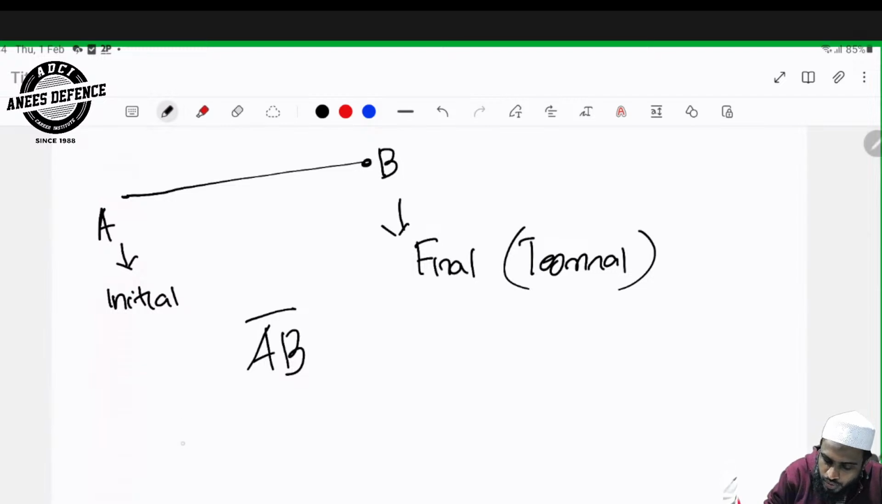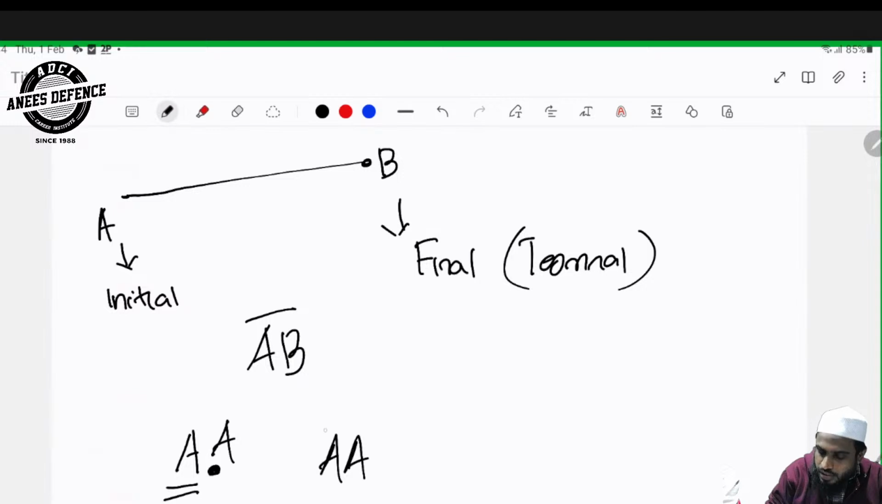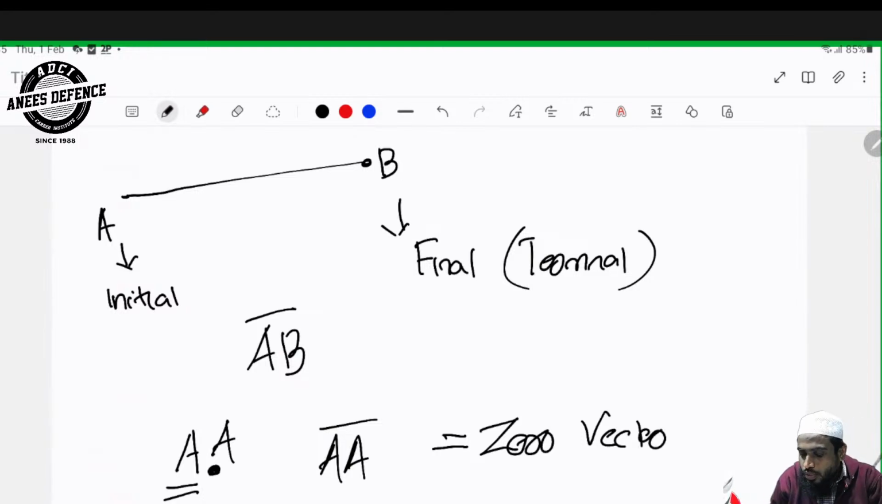Suppose now I am standing on a point A. After some time, I am standing on the same point. So what is my initial point? A. What is my final point? A. So what is my vector? AA. That is my vector. So what is the length of AA? 0. Therefore, it is known as the zero vector. A vector whose magnitude is equal to 0 is known as a zero vector.